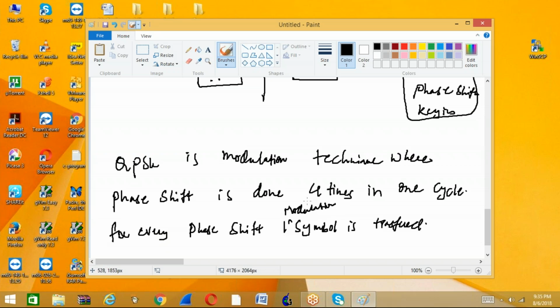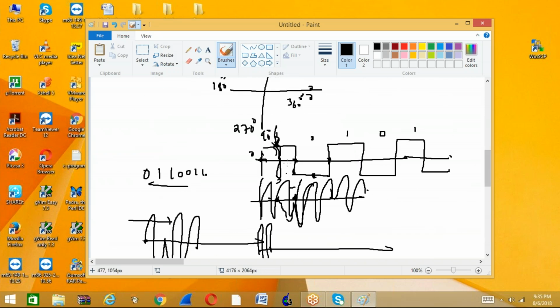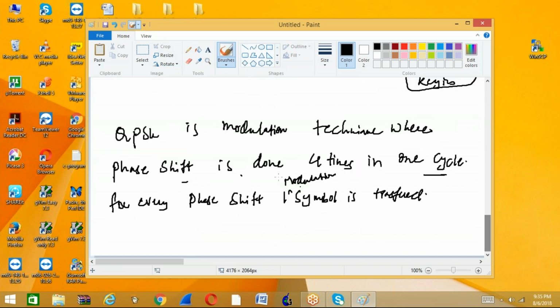So one symbol is equal to 2 bits. Okay, so this is how the story is. QPSK is a modulation technique where phase shift is done 4 times in one cycle. That means in one cycle, 4 times the phase shift is done. So now for every phase shift.